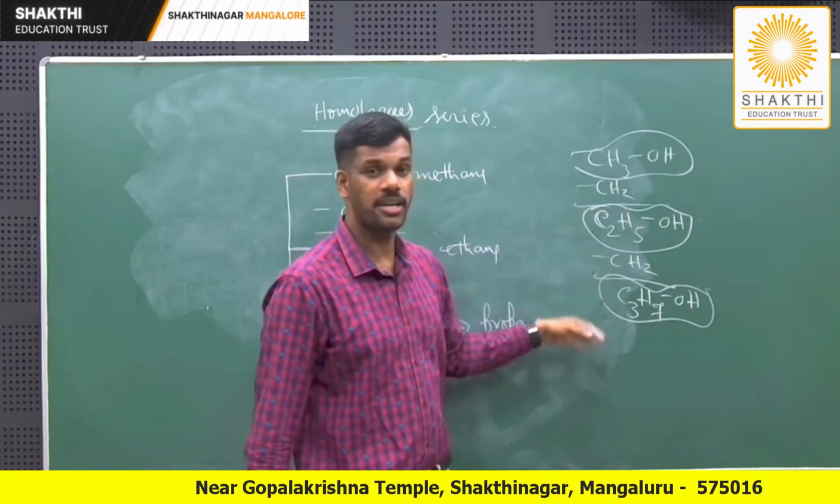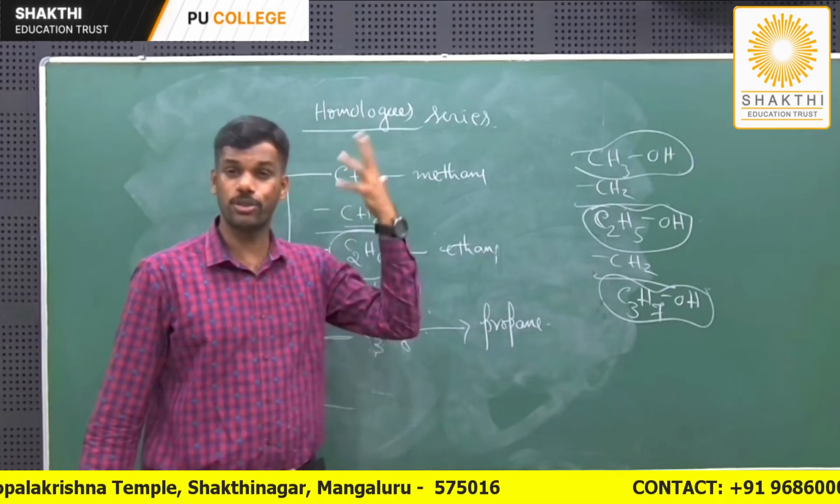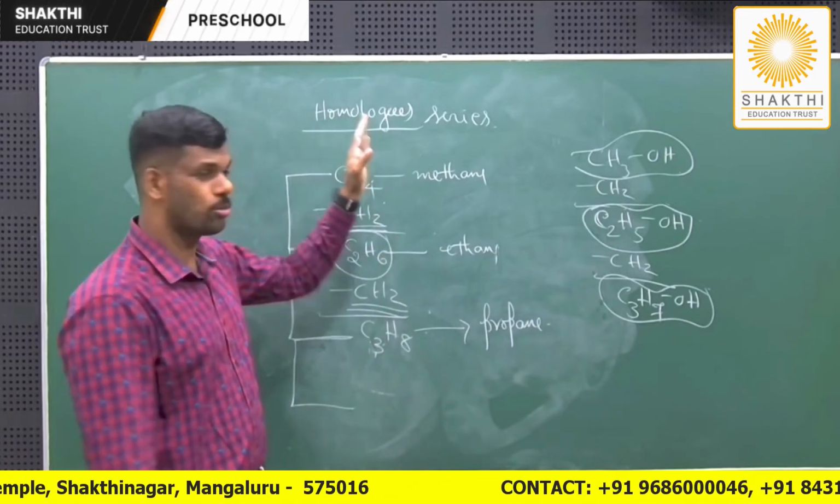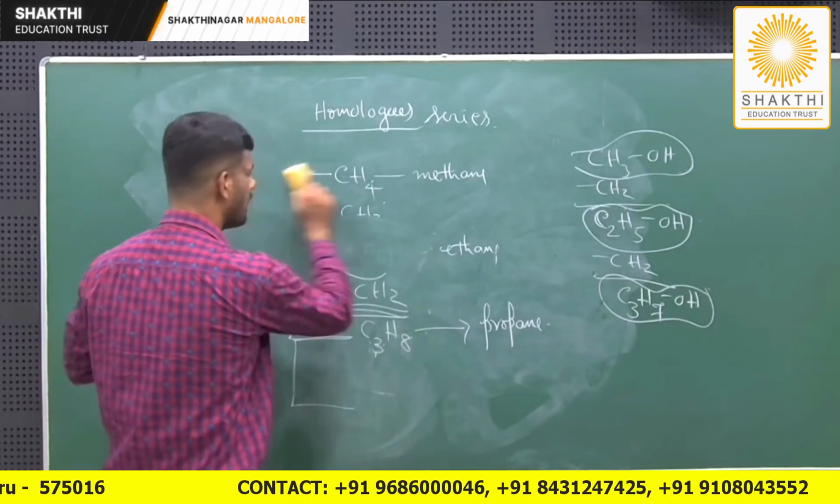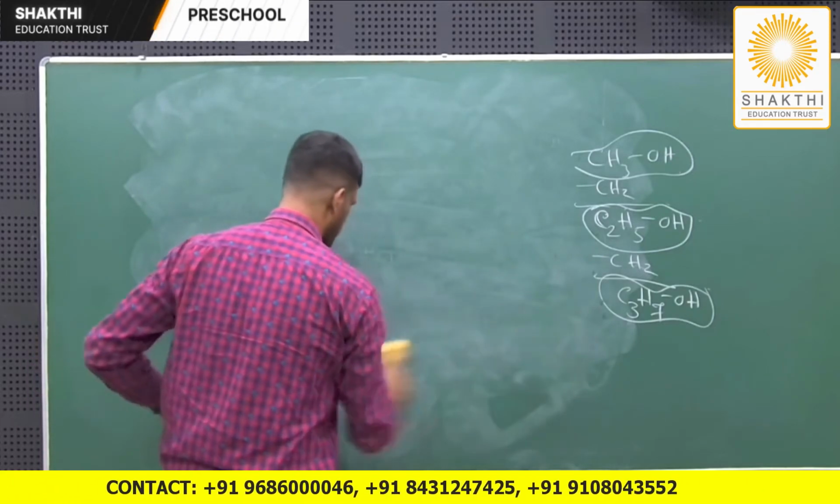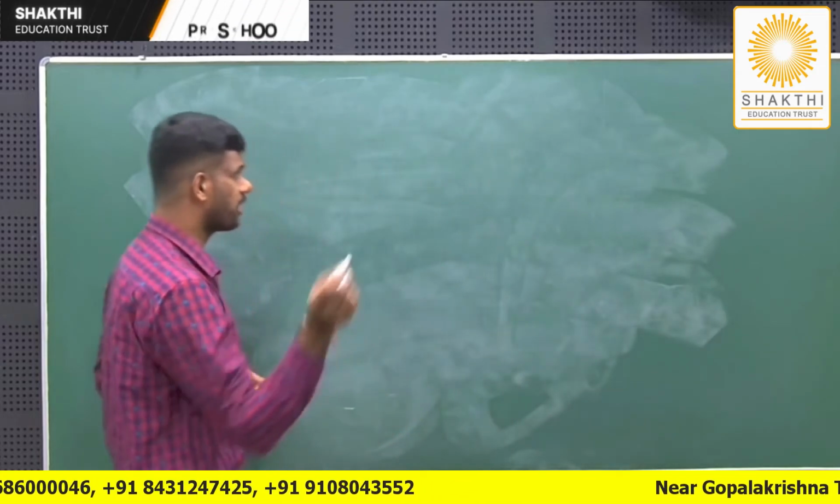All these are just differing by CH2. These compounds belong to the same series. The series is called homologous series. This is a very important question for your final examinations. Let's go with the next and the last question that can be asked from the chapter carbon and its compounds. You need to be very clear about this.